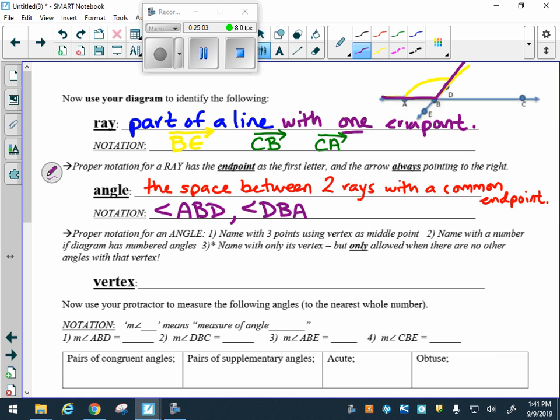The vertex, by definition, is the common endpoint in an angle. So vertex always has to be that middle letter if you're using the 3 letters.